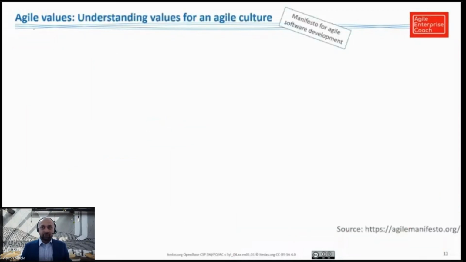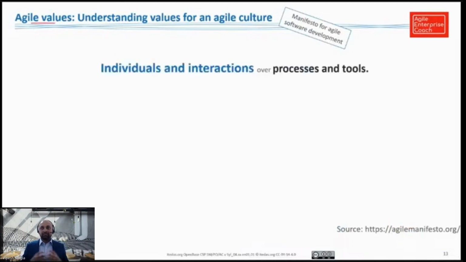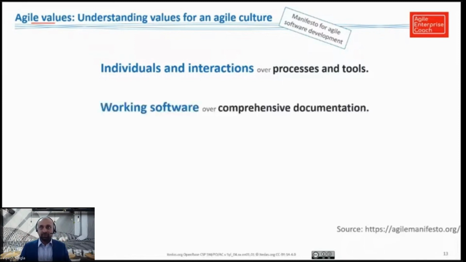In this slide, we are going to discuss the agile values. Agile is backed by these agile values, which is how you create that agile mindset, by having these core agile values. And what are these values? Let's discuss these one by one.